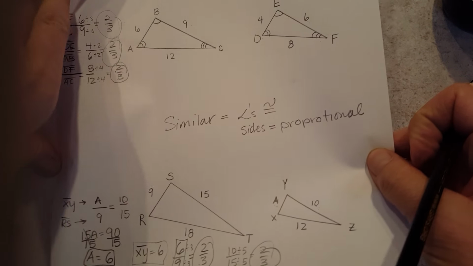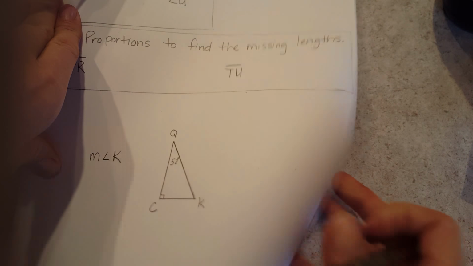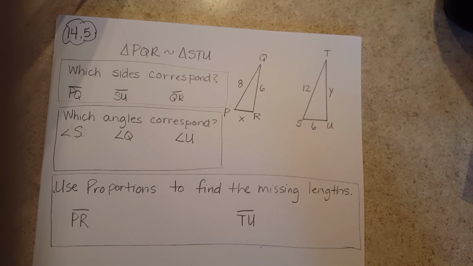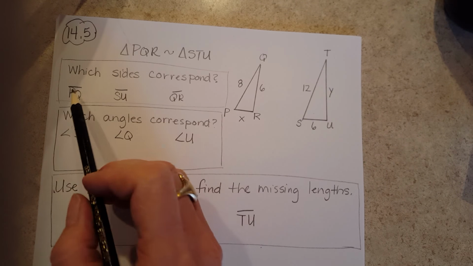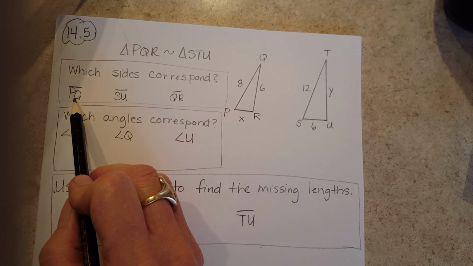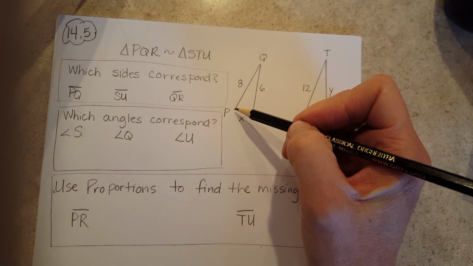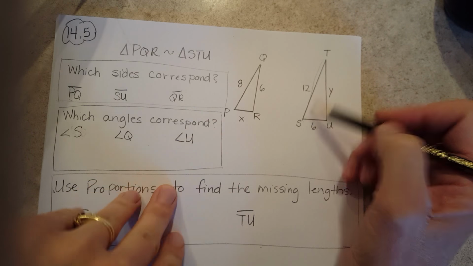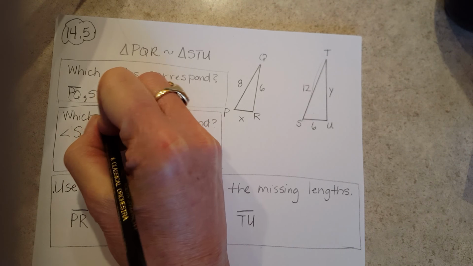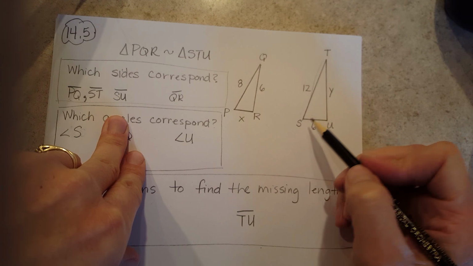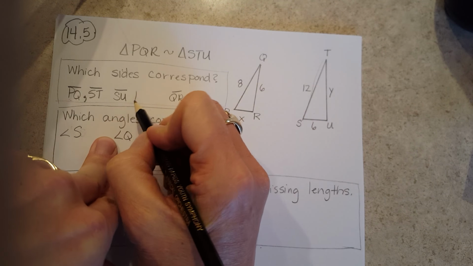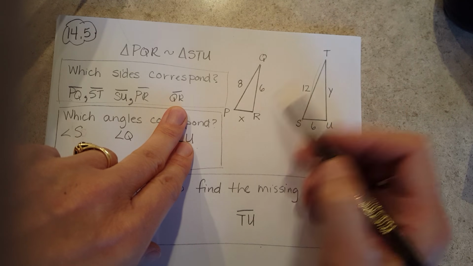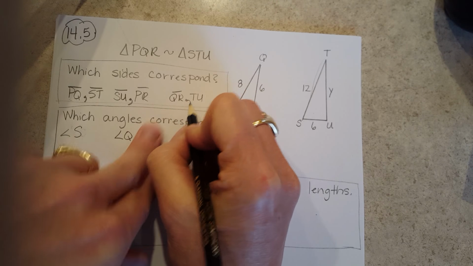Let's try something else. This is some examples that you'll have in your homework. Very simple. Which sides correspond? You just need to make sure you choose the right side. PQ's here. Look at the triangle. Look at what's similar. Know that this one is the corresponding one. And just simply write ST corresponds with that. SU here. Obviously PR is going to be the corresponding side. QR, therefore TU would be the corresponding side.